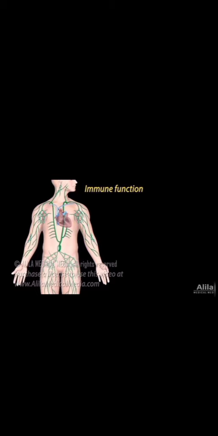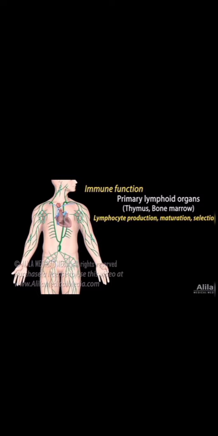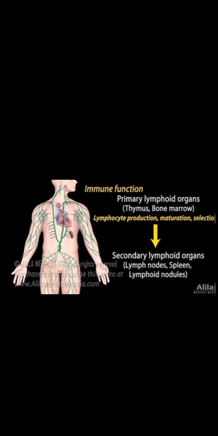The lymphatic system also includes lymphoid organs. Primary lymphoid organs, the thymus and the bone marrow, are the site of lymphocyte production, maturation, and selection. Selection is the process in which lymphocytes learn to distinguish between self and non-self, so they can recognize and destroy pathogens without attacking the body's own cells. Mature lymphocytes then leave the primary for the secondary lymphoid organs, the lymph nodes, spleen, and lymphoid nodules, where they encounter pathogens and become activated.